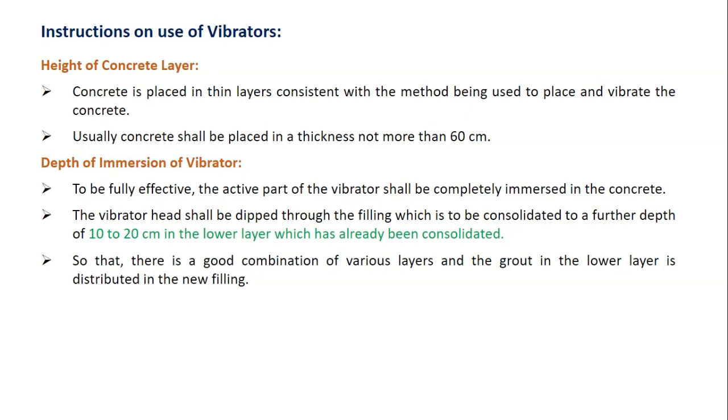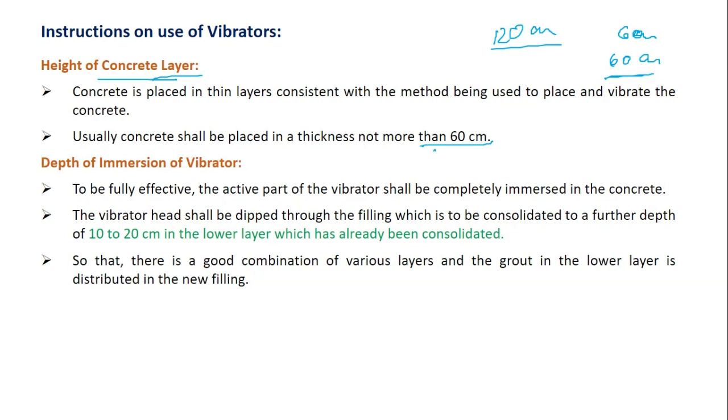We have certain instructions when we are going to use vibration for the compaction of concrete. The concrete thickness should be not more than 60 mm when you are vibrating. If you want to put concrete of 120 centimeter thick, you can do it in two layers, 60 centimeter and 60 centimeter. First put 60 centimeter of concrete layer, vibrate it, and then you can put the second layer and vibrate it again.